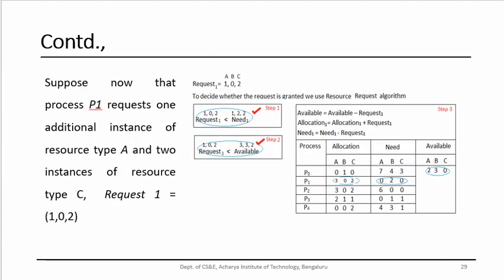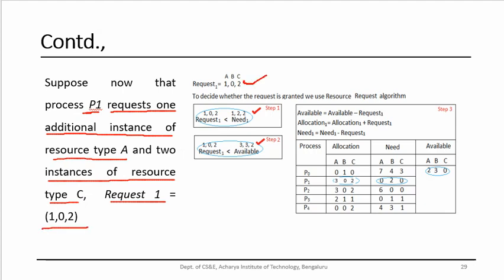Now let's see the previous example. Process P1 makes a new request for one additional instance of resource type A and 2 instances of resource type C. So that means the request of process 1 looks like this, 102, right? Now as per our resource allocation algorithm, this algorithm pretends as if this request is granted.